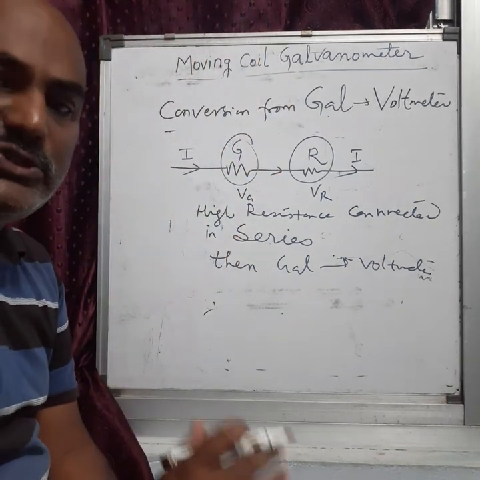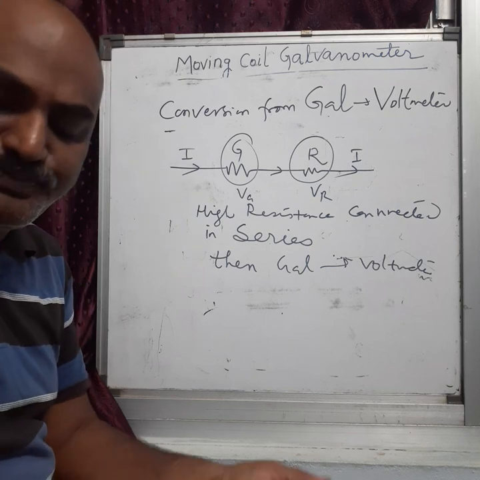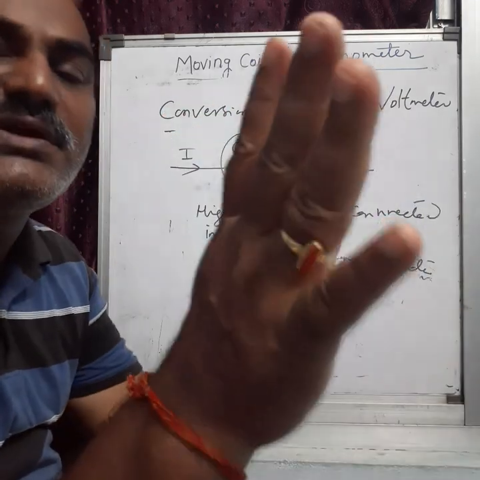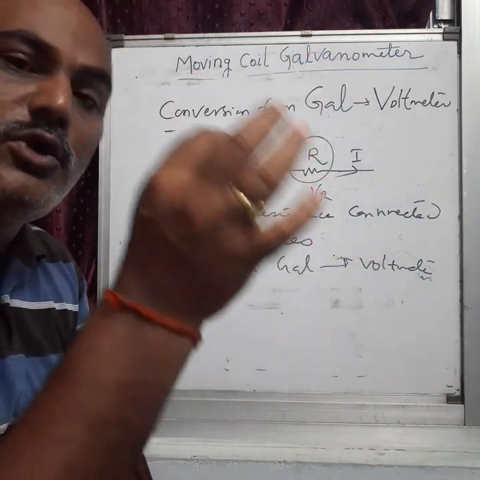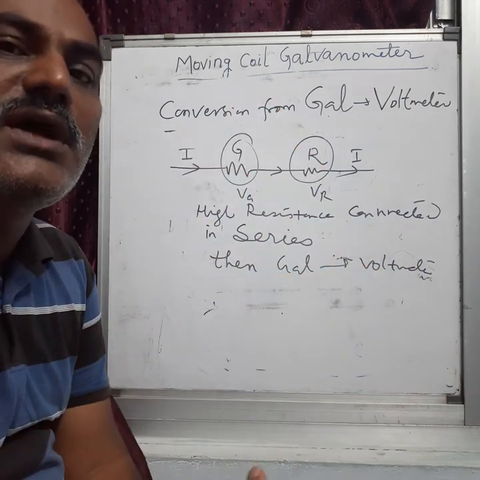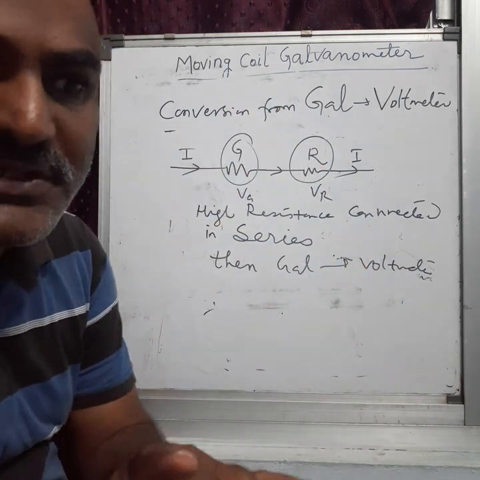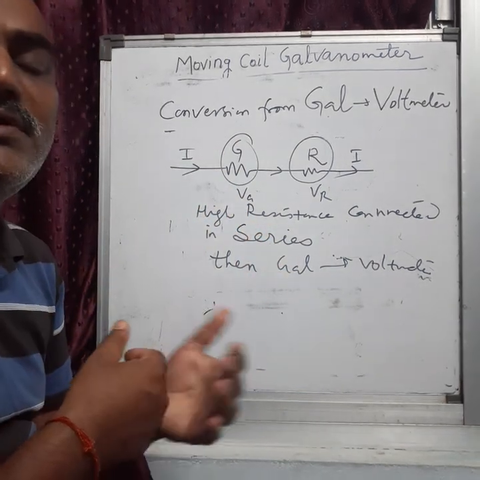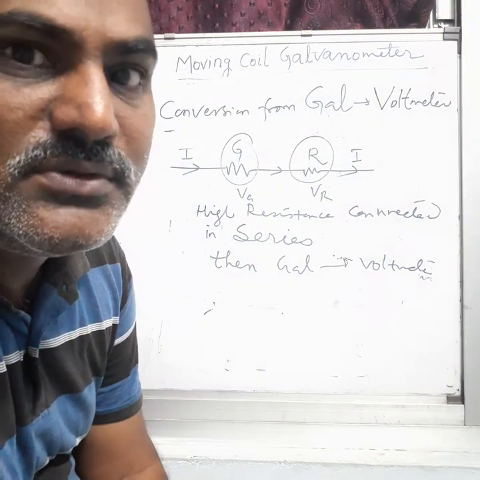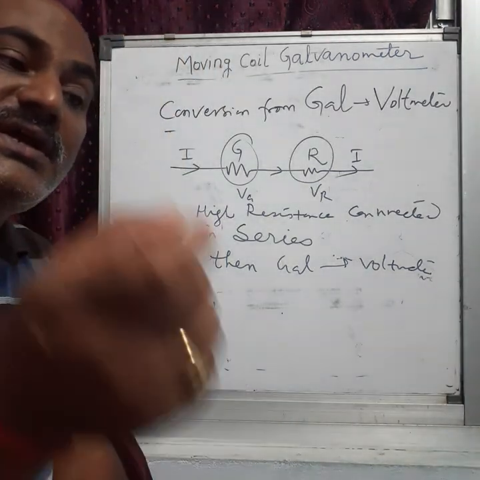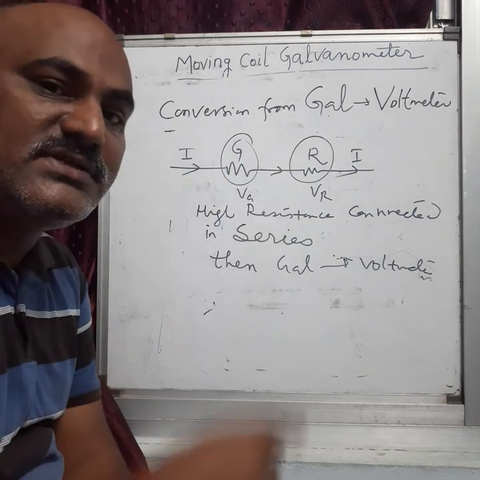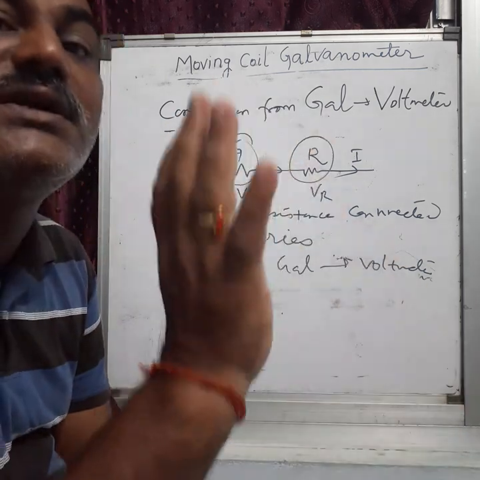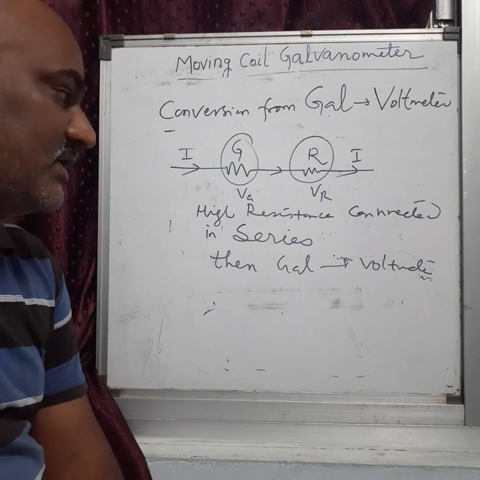So now make sure, what is the conclusion? A galvanometer can be converted into an ammeter. A galvanometer can be converted into a voltmeter. When a low resistance is connected in parallel to the galvanometer, then the galvanometer is converted into an ammeter. And when a high resistance is connected in series with the galvanometer, then the galvanometer becomes a voltmeter. A voltmeter has high resistance because it's connected in series, and an ammeter has low resistance because it's connected in parallel. These two things are clear.